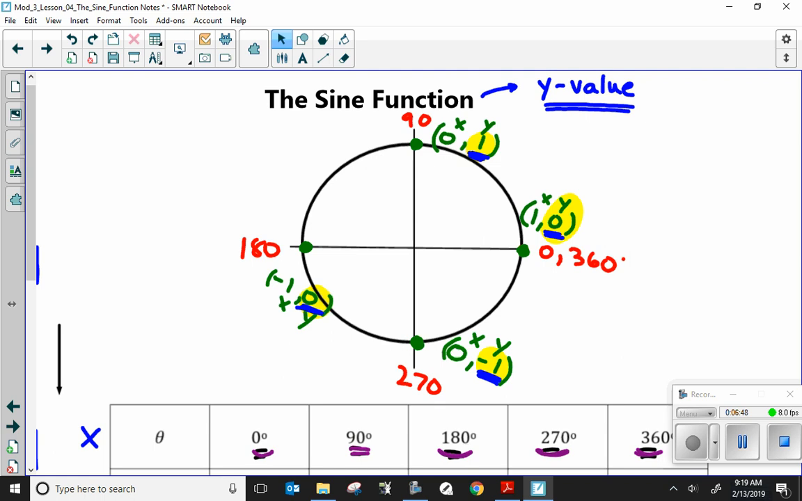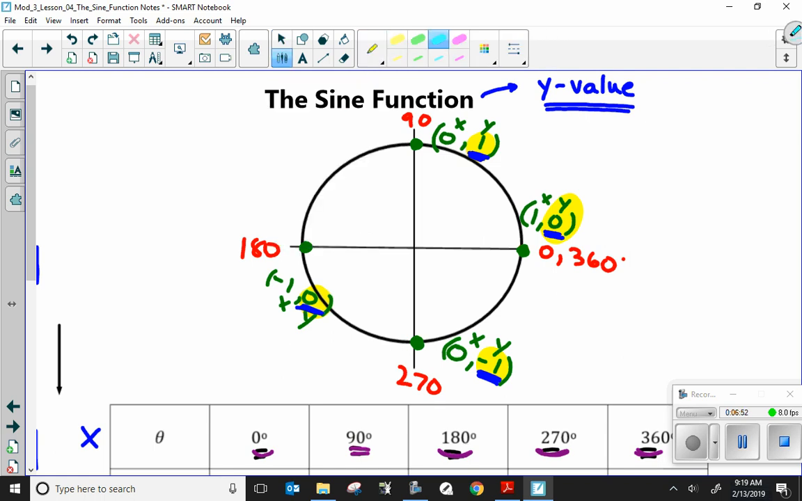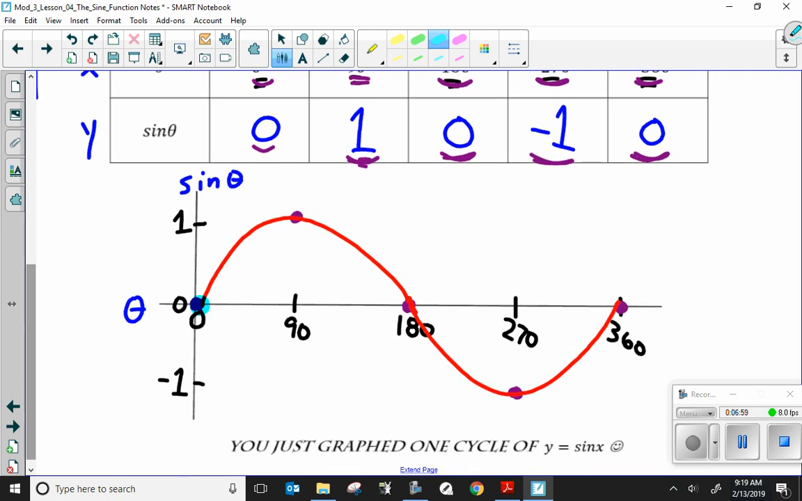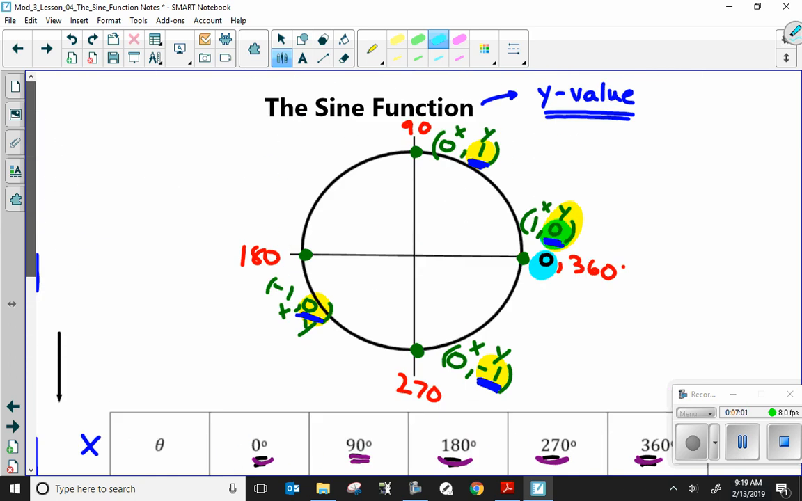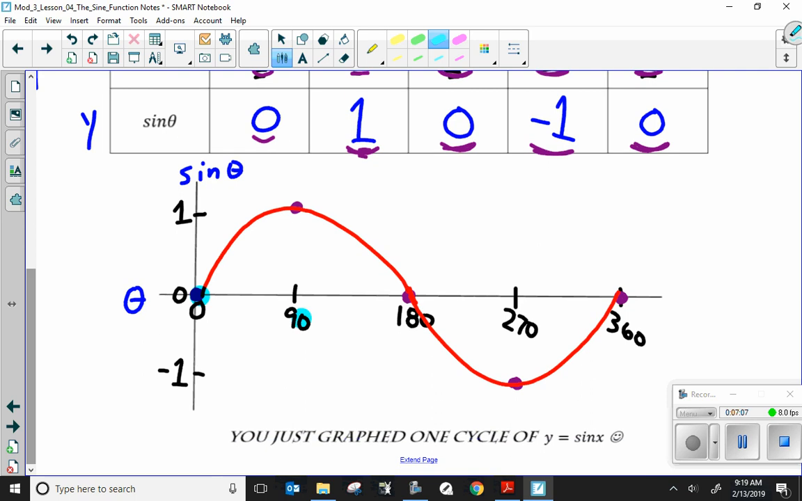That's how we figure out the sine of, and I'm going to do this again, highlighter, blue. The sine of 0 degrees is 0. So I look here, and I have a coordinate at 0, 0. Boom. I go back here. The sine at 90 degrees is 1. So I have a coordinate at 90 degrees. I'm up here at 1. And so forth. It follows that same circle. That's where this graph comes from. And now you know. You just graphed one cycle of sine.